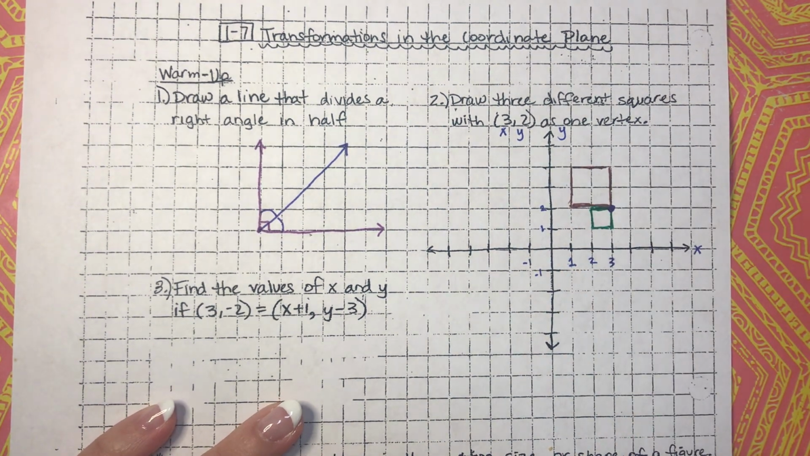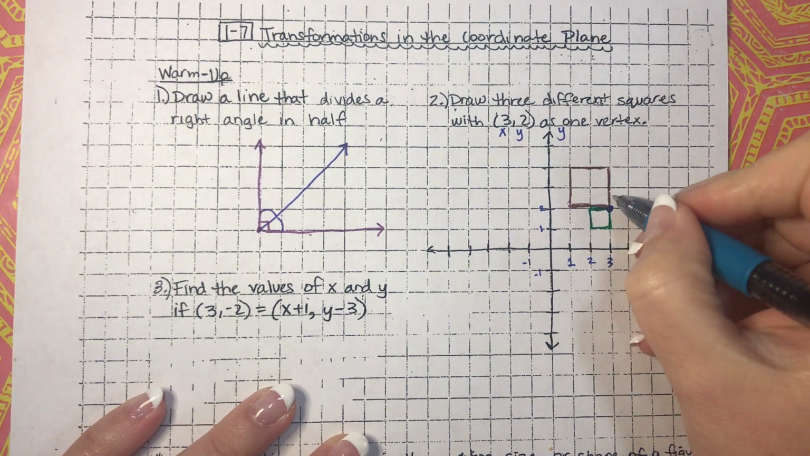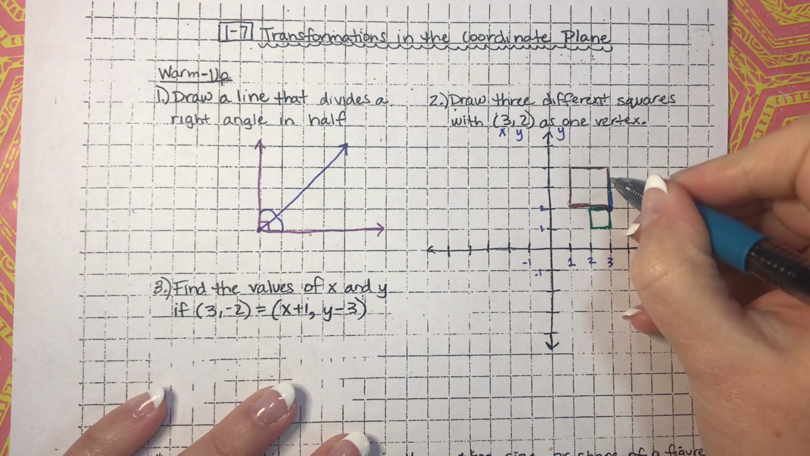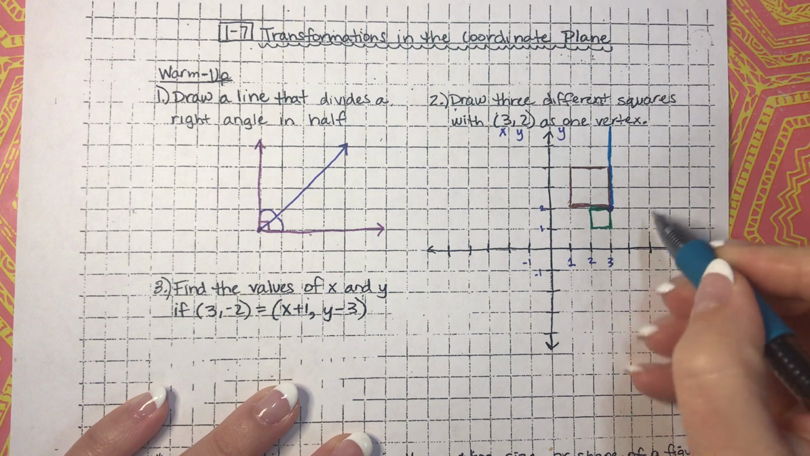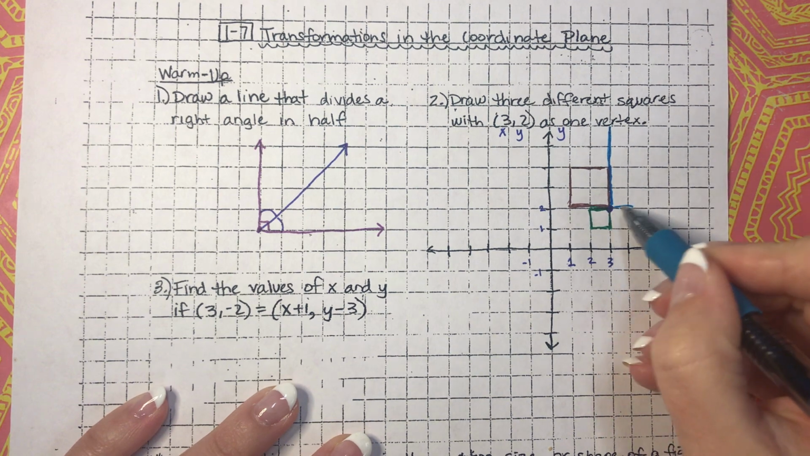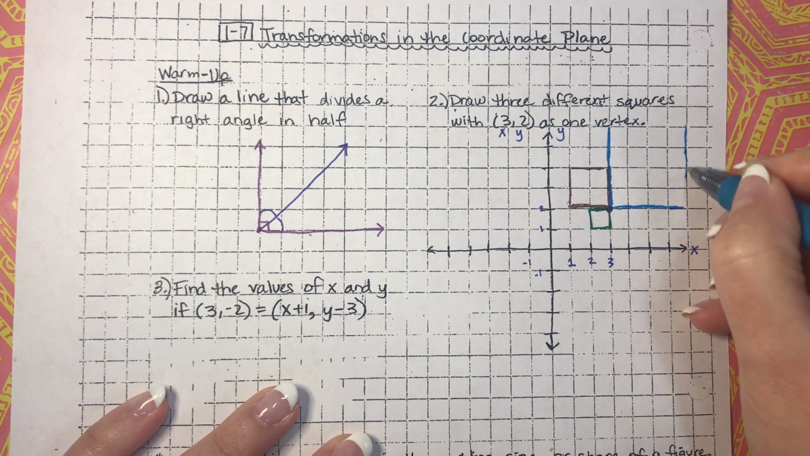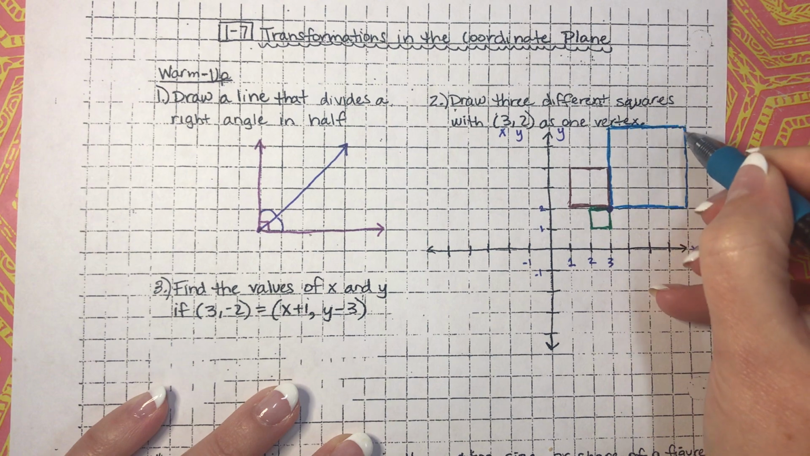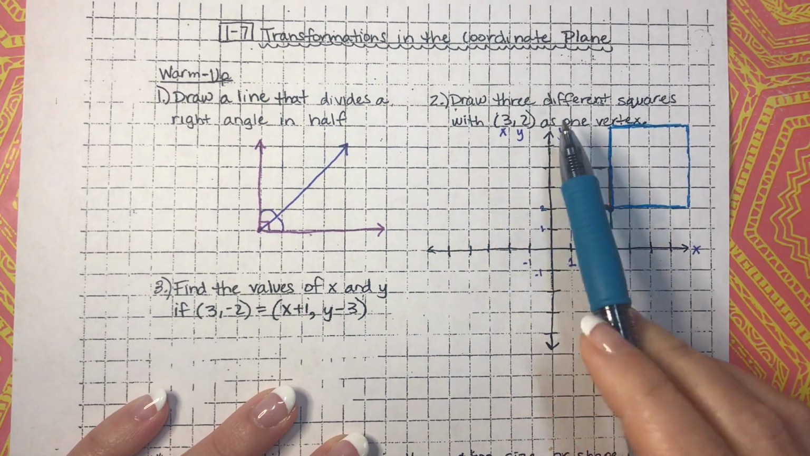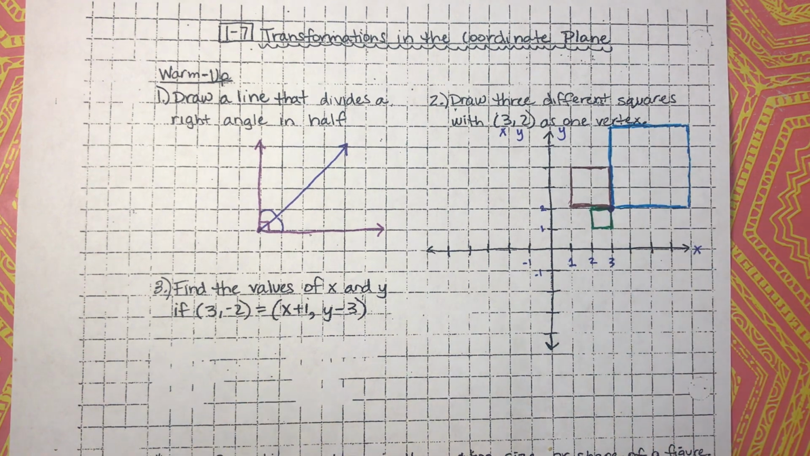And then another one, let's do 4. Why not? Okay, so one side length is 4 for the square. So it's right there at the vertex. It has that side length. And then 1, 2, 3, 4 this way. And then 4 here. And 4 here. So there you go. Draw 3 different squares with 3, 2 as one vertex. Okay, cool. Let's move down here to number 3.